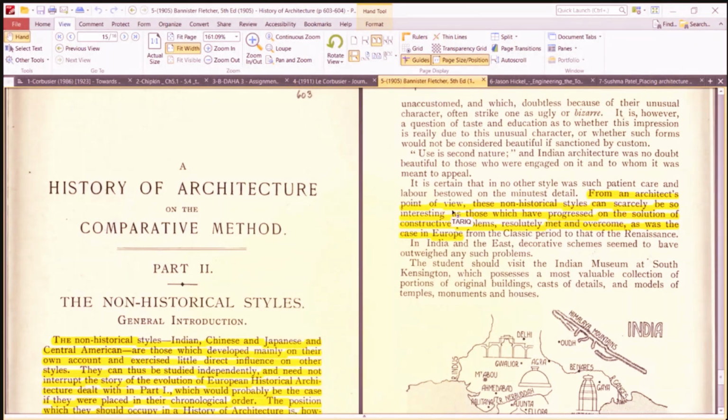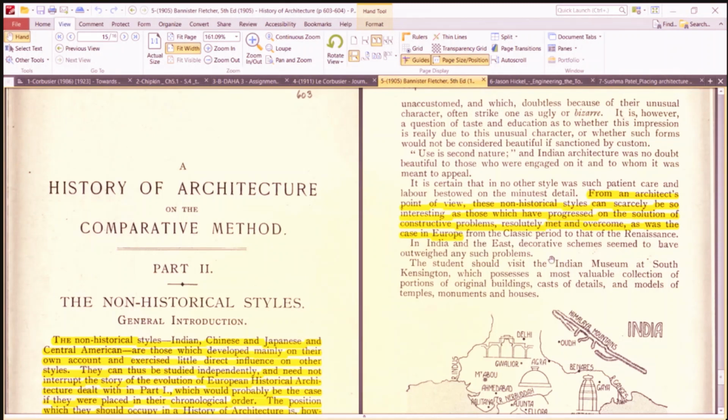And from an architect's point of view, says Professor Banister Fletcher, these architectures of the non-West can scarcely be so interesting as those which have progressed, right? This idea of progression, of progress, on the solution of constructive problems, right? It is their technologies that define them as a civilization and define their superiority as a civilization. Resolutely met and overcome, as was the case in Europe, right?